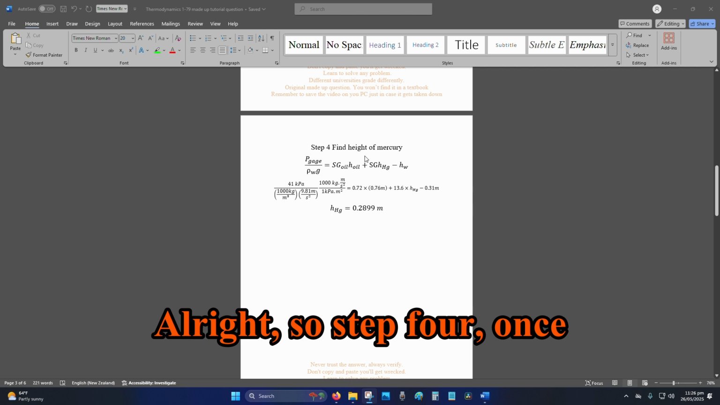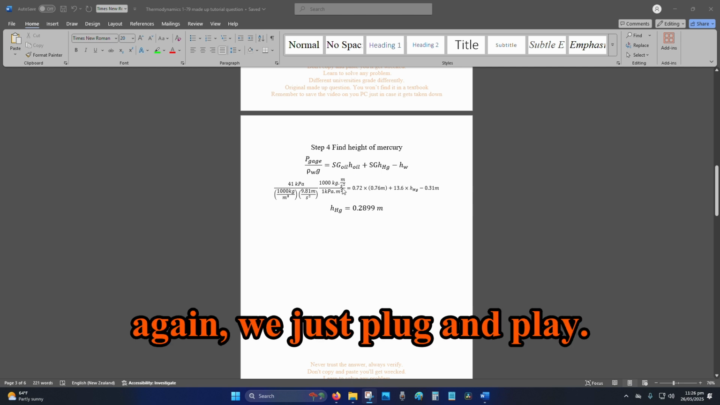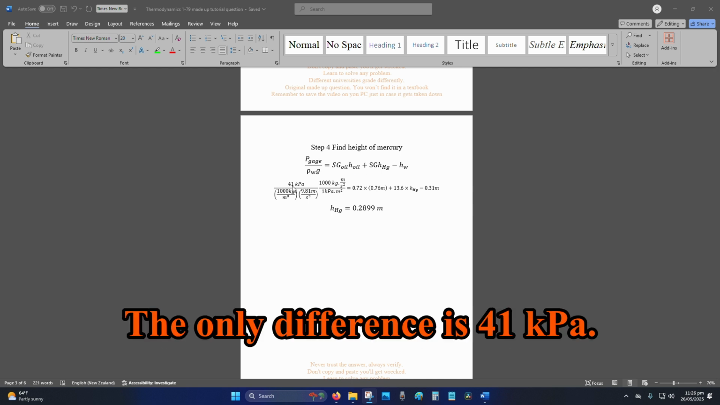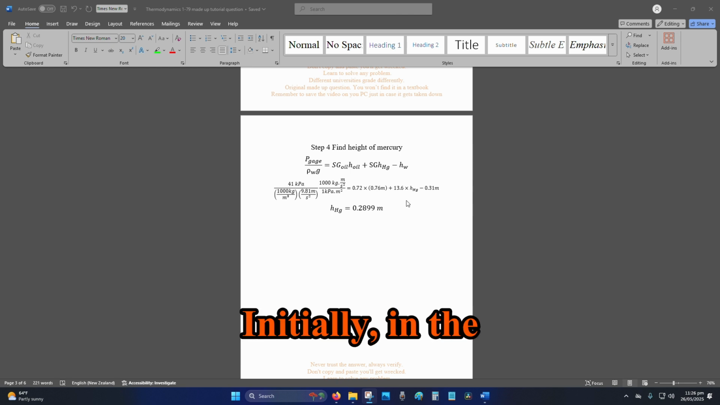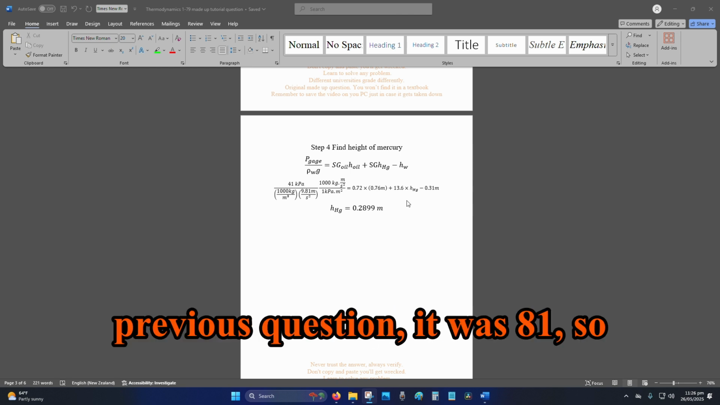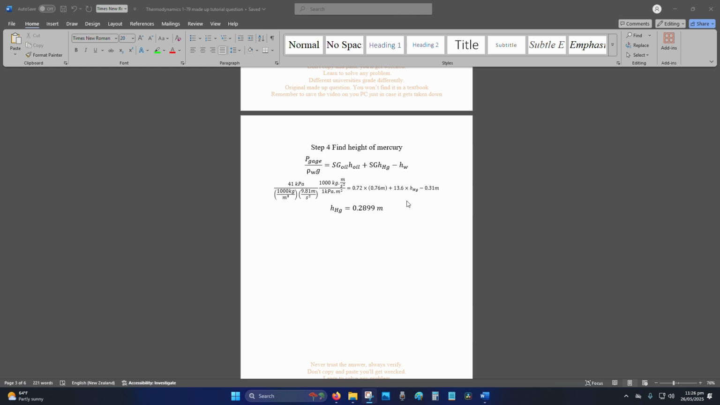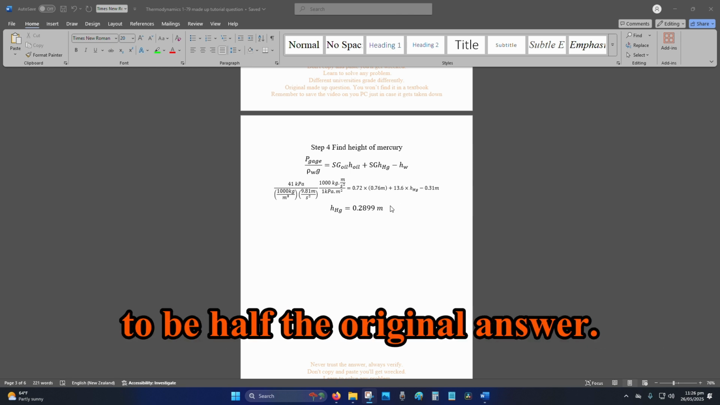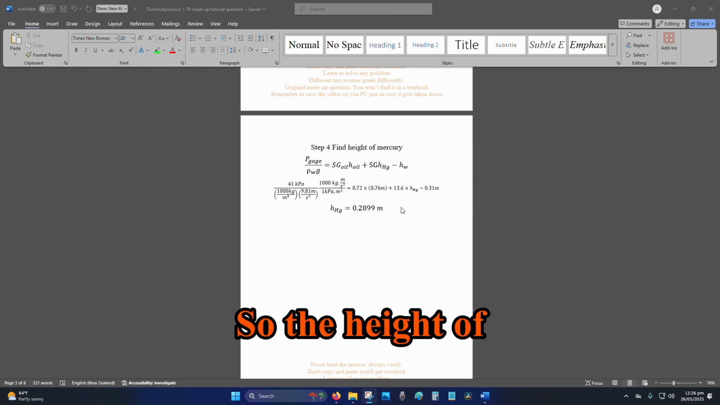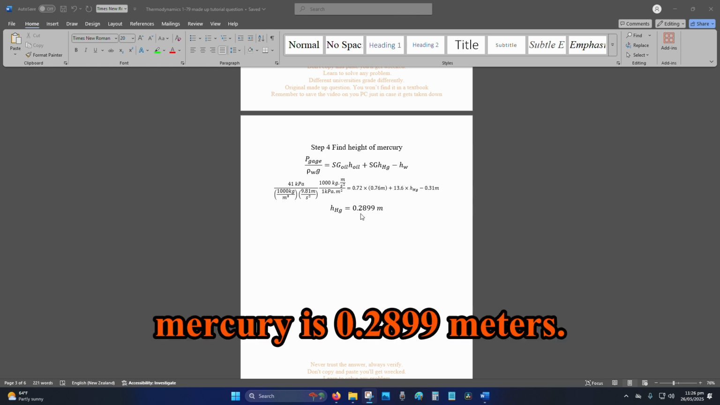Alright, so step 4, once again, we just plug and play. The only difference is 41 kPa. Initially, in the previous question, it was 81, so you can expect that this answer is going to be half the original answer. So the height of mercury is 0.2899 meters.